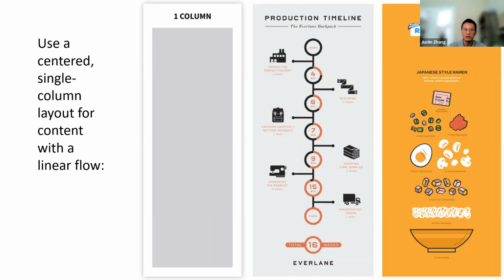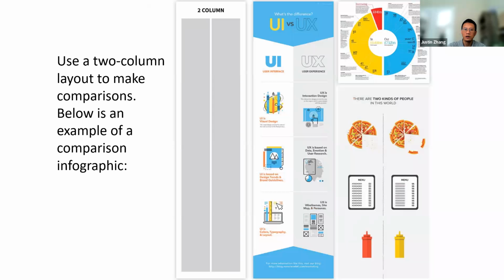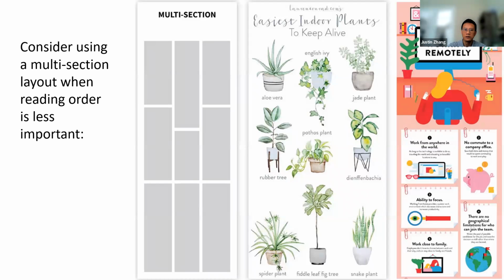You want to use a centered single column layout for content with a linear flow. In this case, it's the production timeline infographic. A 2 column layout can be used for making comparisons. A multi-section layout is useful when reading order is less important. In this example, we see the easiest indoor plants to keep alive while working remotely. So there is no particular order required for this type of infographic.